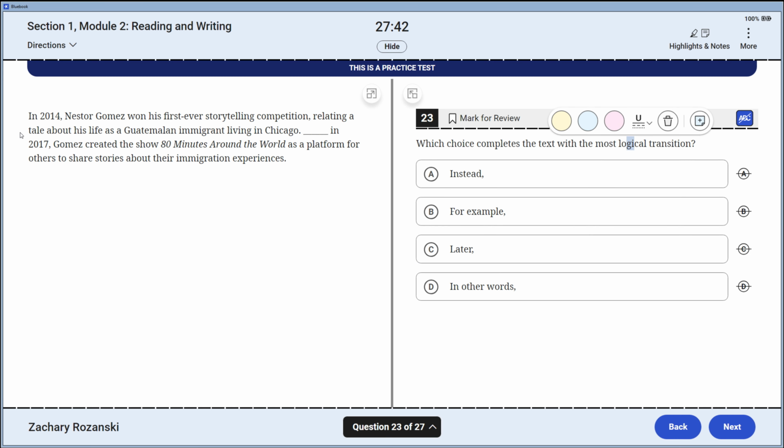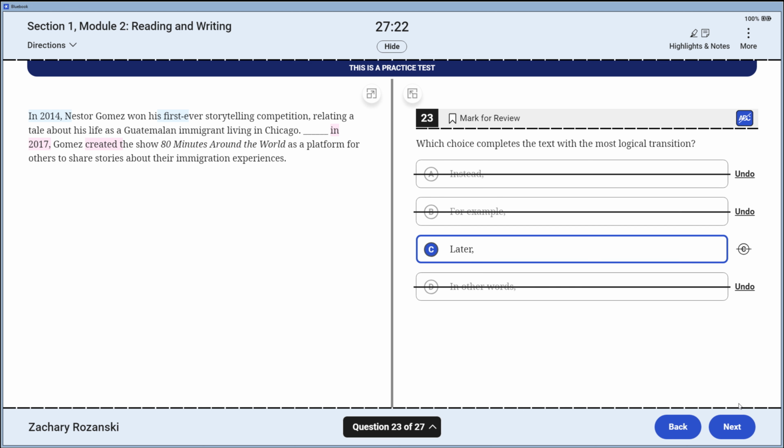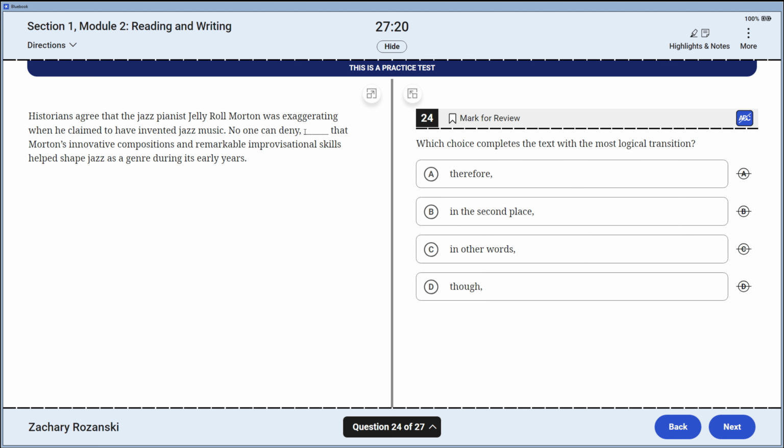Logical transition. Nestor, we've got kind of a call for sequence. His first ever seems to be a call for sequence. And then we have an explanation for this over here. I've got sequence on the right. A later time created the show as a platform for it. I think I just have a simple sequence development here. And I've got a later, which is absolutely what I'm looking for. This is after this. The rest is trash. It's not an exemplification. Move on.